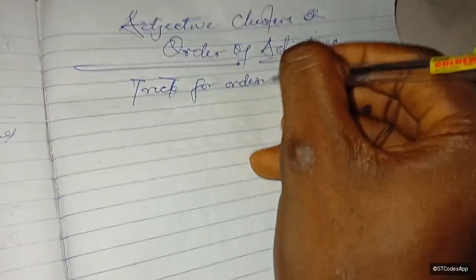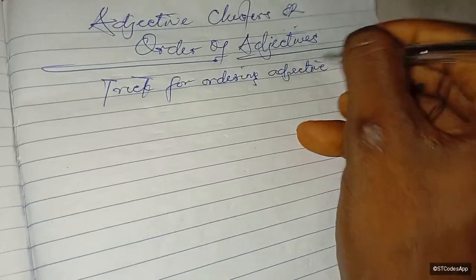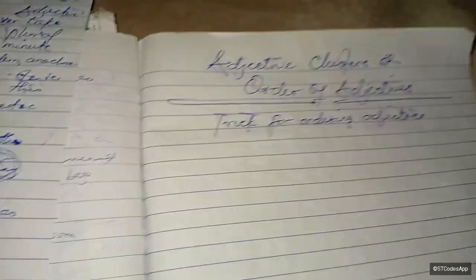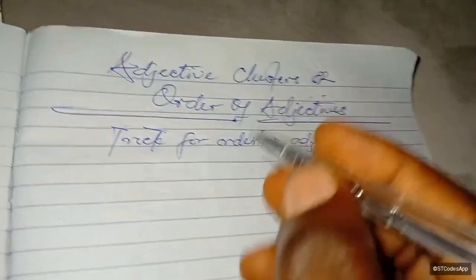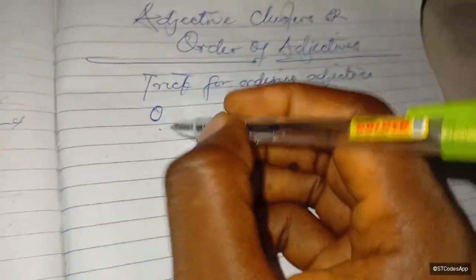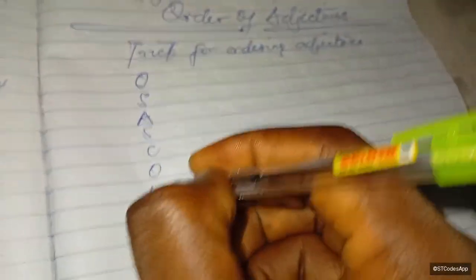When we have a group of adjectives, sometimes the way we order them determines the meaning of the adjectives. That is why you're usually tested on the order of adjectives. The trick I'm going to be teaching you is OSASCOMP.